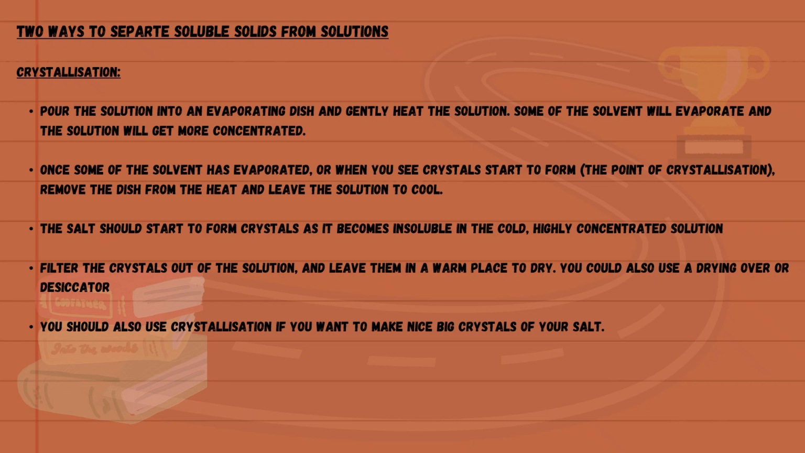Filter the crystals out of the solution and leave them in a warm, dry place to dry. You could also use a drying oven or desiccator. You should also use crystallization if you want to make nice big crystals of your salt.